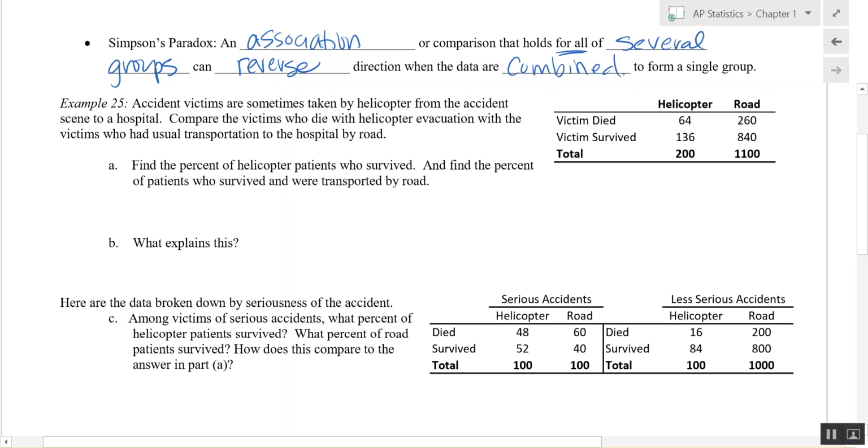And some students sometimes ask me if I made up this data. I did not make up this data. It's from a textbook, so I don't think they made it up. Most data is just out there and we just use it.